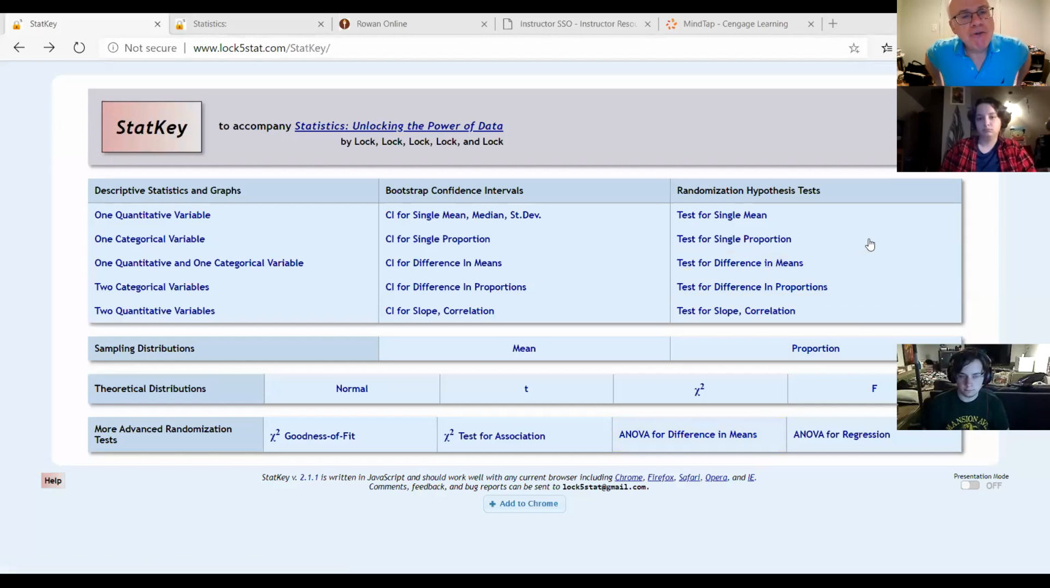StatKey was developed by a family of statisticians. Believe it or not, there is a family of 5 people. They lived together, brought up together. They all decided to become statisticians. So that's why it says by Locke, Locke, Locke, Locke, and Locke, the 5 Locks. It is a family of statisticians, all right? Husband, wife, and children. So they developed this program, and they actually wrote a textbook which uses this.